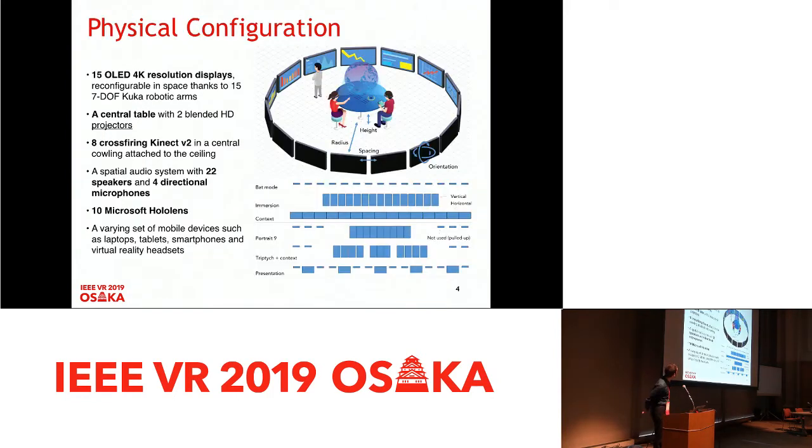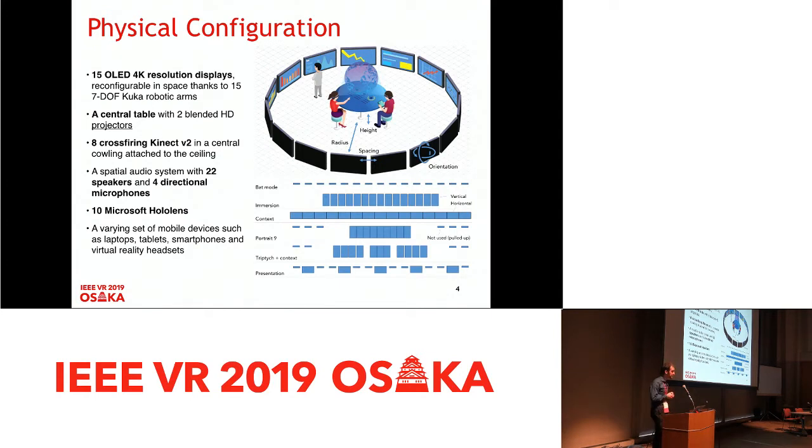Let's go quickly to how the system is composed. So the physical configuration is actually 15 4K displays that, interestingly, are connected to 15 7 degrees of freedom robotic arms. This means that these screens can actually be reconfigured in space. So for instance, I could say, oh, bring this content closer to me, and the robot is going to move the physical screen next to me. They also have what we call compliance mode. That means that I can physically move the content. So if I have a chart, I can actually push the chart away from me and move the robot.